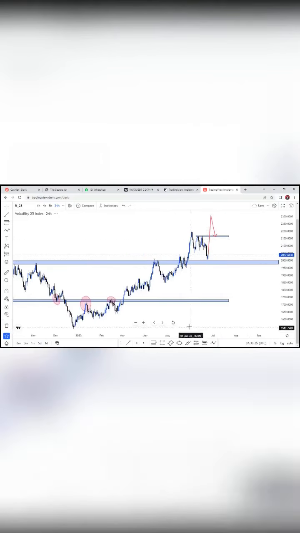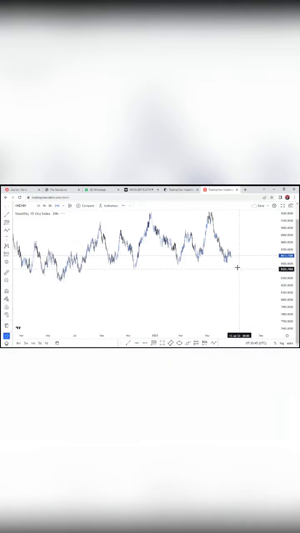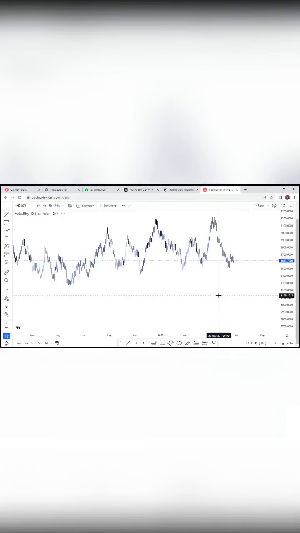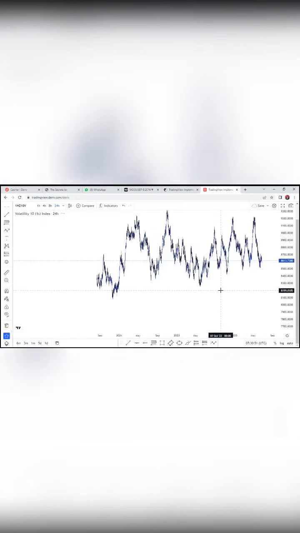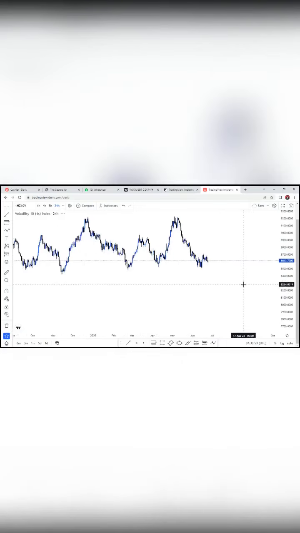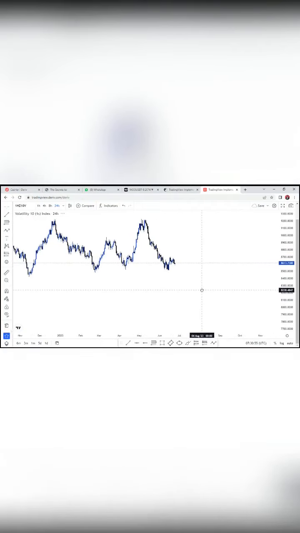Okay, so now I want to show you how I believe I have explained support and resistance to the best, even a child can actually understand it. Okay, let me use another pair for example. Let me use volatility 10 index. Now, first thing first, you zoom in to see all the charts. Then you plot the support and resistance on the current market.